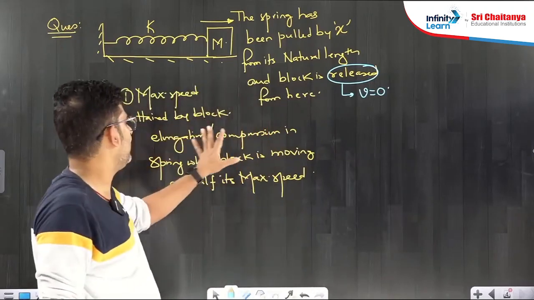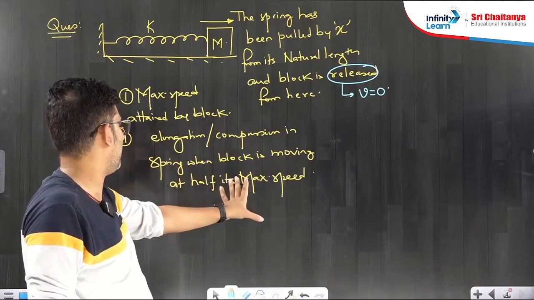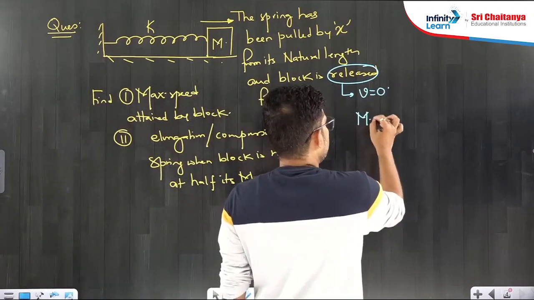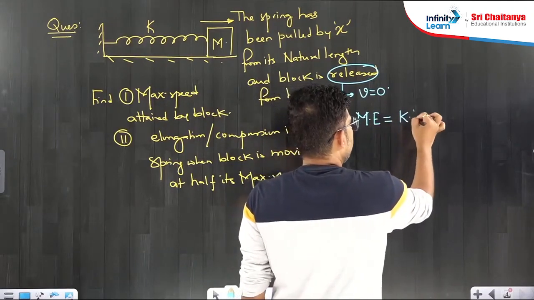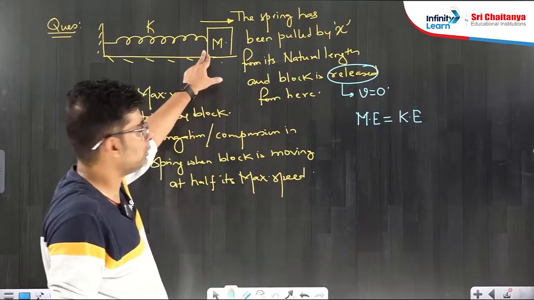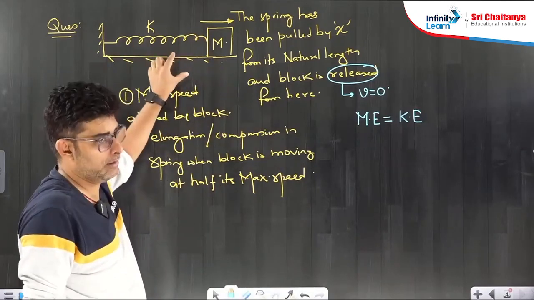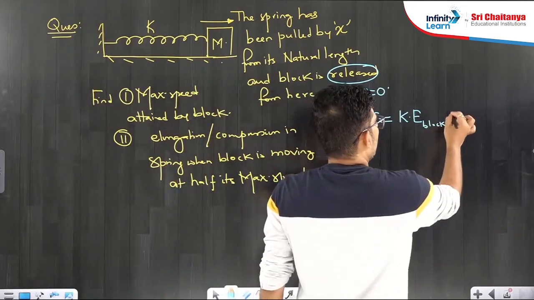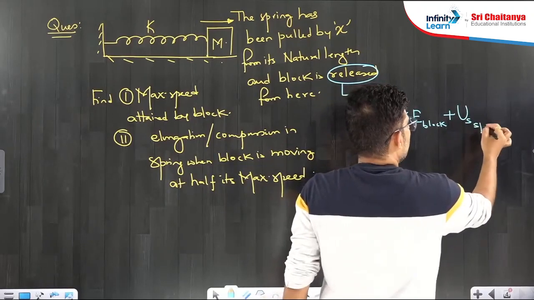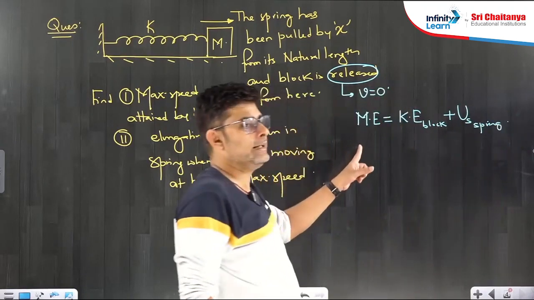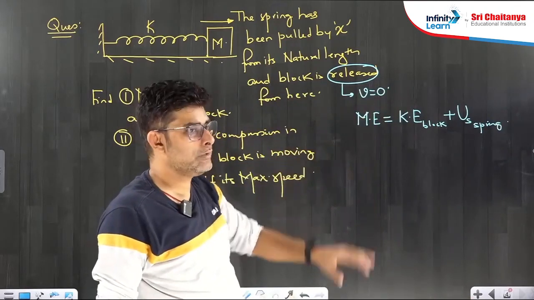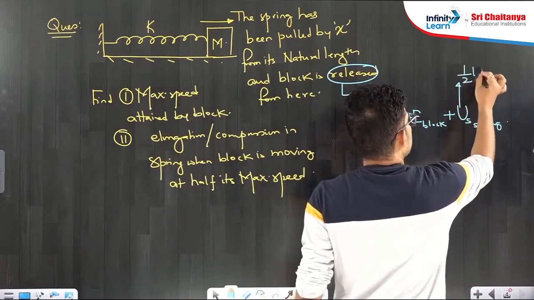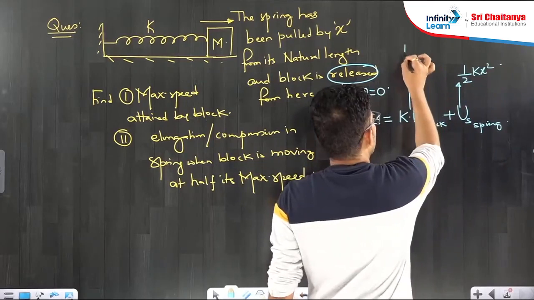Now they are saying the maximum elongation or compression, or when the speed is half of maximum speed, what is the elongation or compression? What I said is, if you see the mechanical energy, which is kinetic energy, who will have kinetic energy? There are two things in the system, one is block and one is the spring. Block will have kinetic energy, and what will the spring have? Potential energy. So total mechanical energy is kinetic energy of the block plus potential energy of the spring. Now here we know the formula of this, it is half kx square, which I told, and for kinetic energy you know is half mv square.